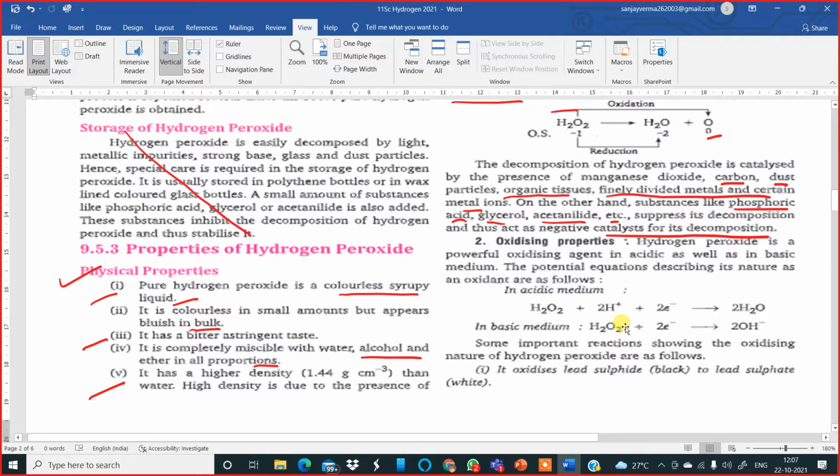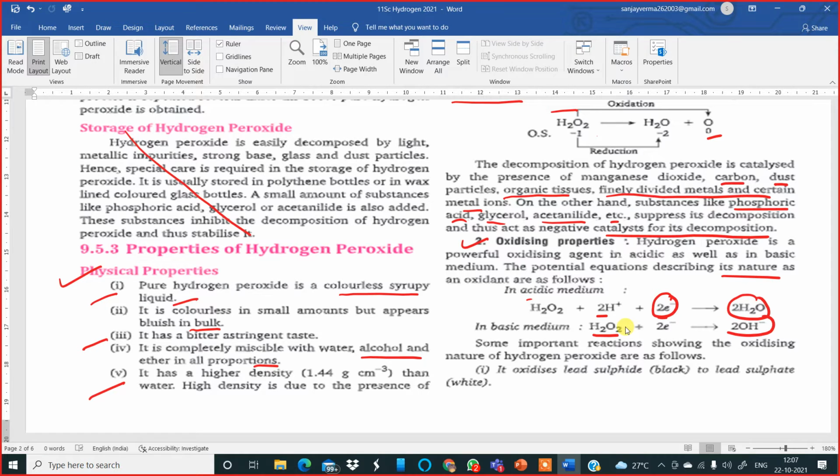Now, why is hydrogen peroxide oxidizing in nature? It is a powerful oxidizing agent in acidic as well as in basic medium. The potential equation describing its nature as an oxidant is given below in acidic medium. So, in acidic medium, it is forming water. Now, these two electrons are used by the hydrogen peroxide to produce hydroxyl ions. That's how it is showing its oxidizing nature.